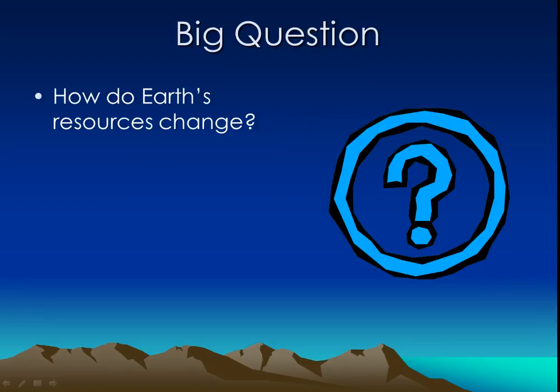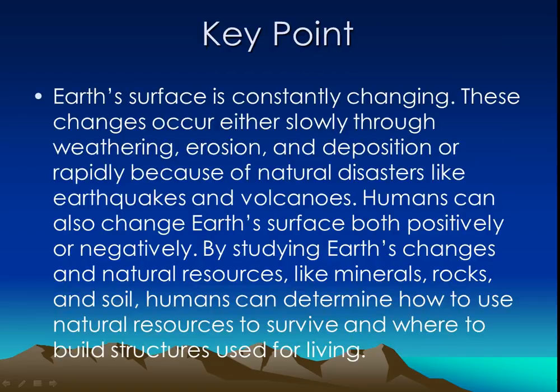Let's review our big question. How do Earth's resources change? So far we've learned that Earth's resources are land, and it changes over time very slowly. Our key point is Earth's surface is constantly changing. These changes occur either slowly through weathering, erosion, and deposition, or rapidly because of natural disasters like earthquakes and volcanoes. Humans can also change Earth's surface both positively or negatively.